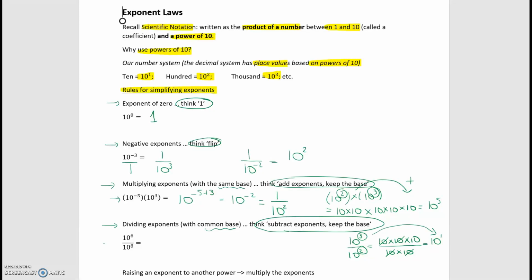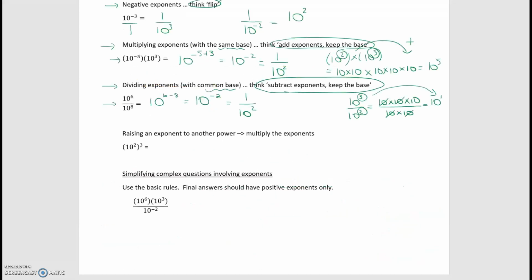So let's go back now to the example in the question. 10 to the 6 divided by 10 to the 8. That means 10 to the 6 minus 8, which is 10 to the negative 2. And like the previous question, we can turn it into a positive exponent.